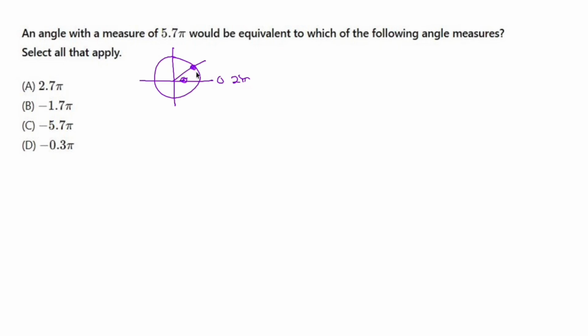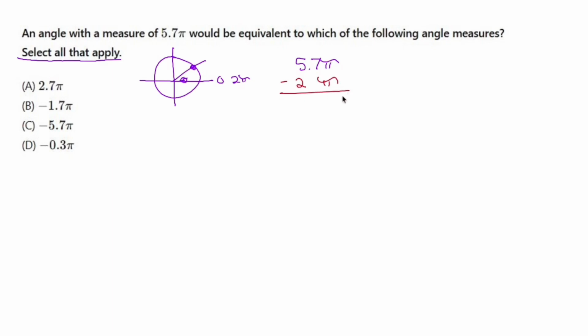Similarly for this problem, if I subtract 2 pi, I land in the same spot. So what I need to do is take 5.7 pi and subtract 2 pi as many times as I can until I run out of stuff. My job here is to select all that apply, so I have to make my way all the way down to negative 5.7 pi. So I'm subtracting 2 pi a bunch of times.